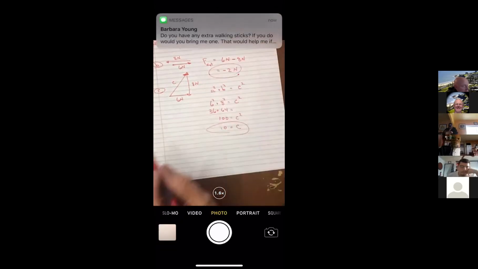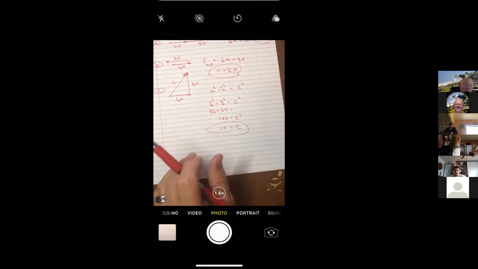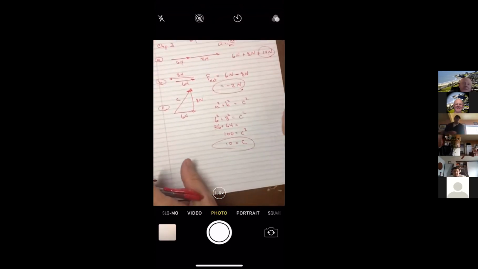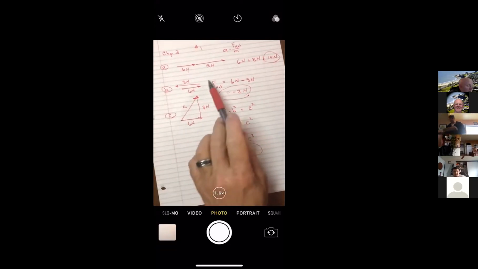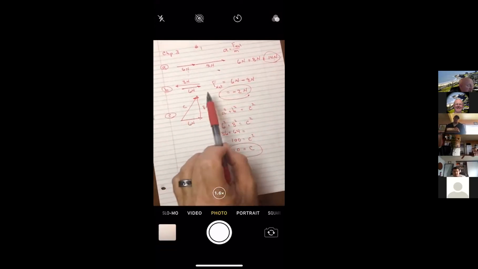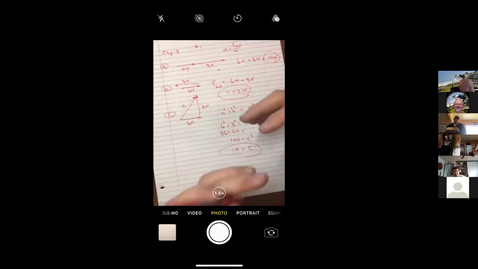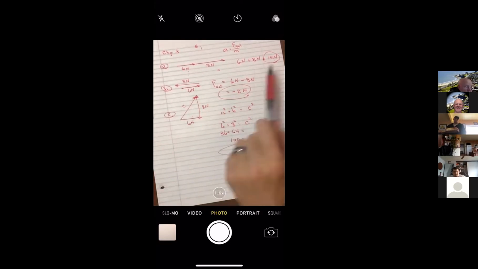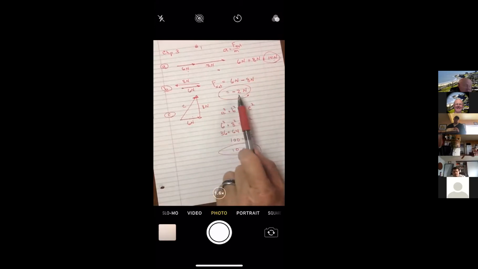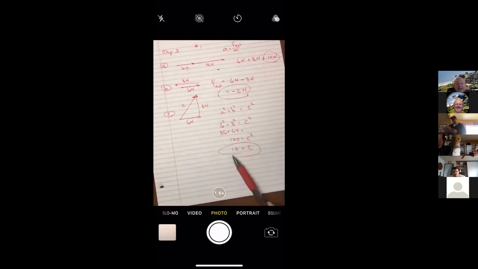So all of these, and this is the whole point, is that the two forces are the same in all three scenarios, but the combination of them is not. This is a 14, this is a 2, and this is a 10.